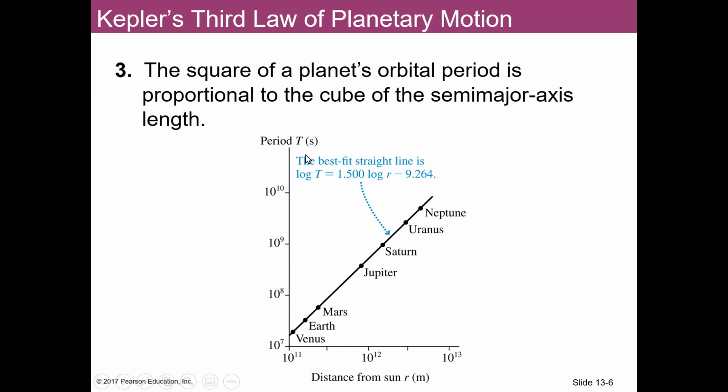And certainly enough, they get this expression, and that 1.5 is the slope. That's 3 halves. So that means as one increases as the square, the other increases as the cube. And that's certainly the relationship of Kepler's third law.